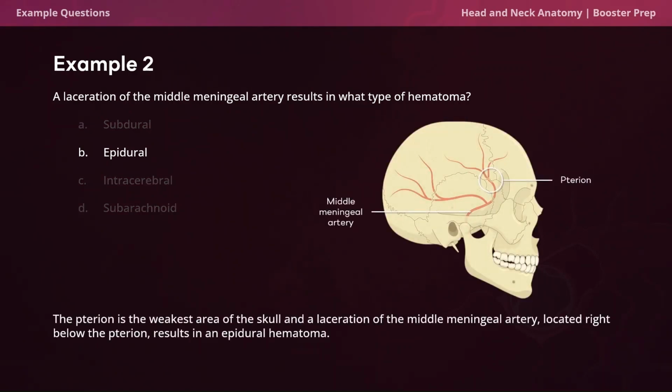The pterion is the weakest area of the skull, and a laceration of the middle meningeal artery, located right below the pterion, results in an epidural hematoma.